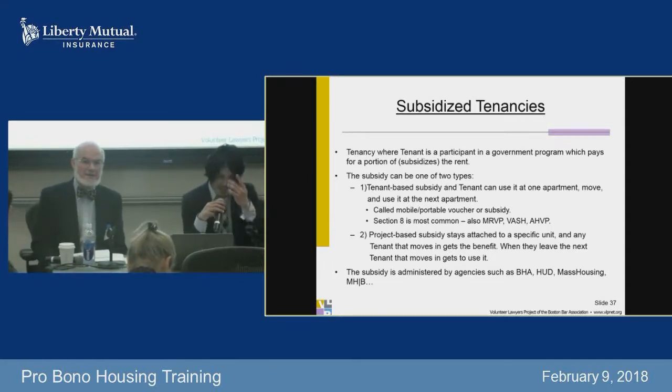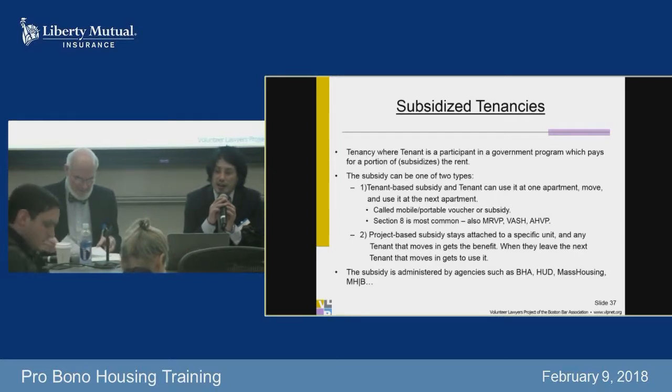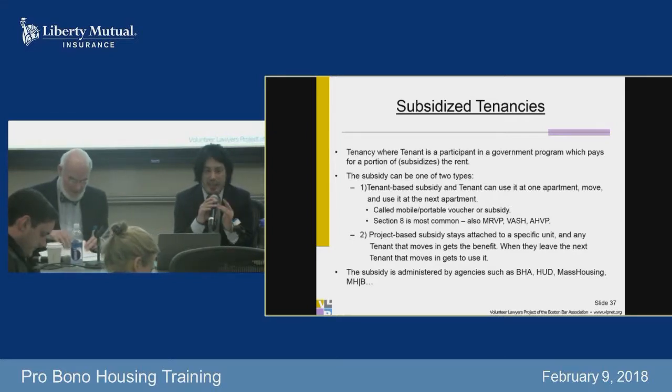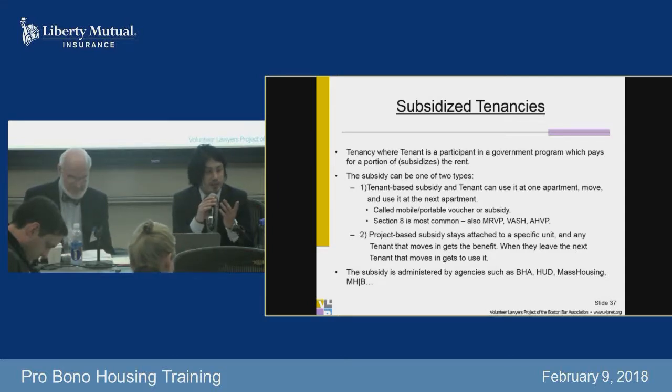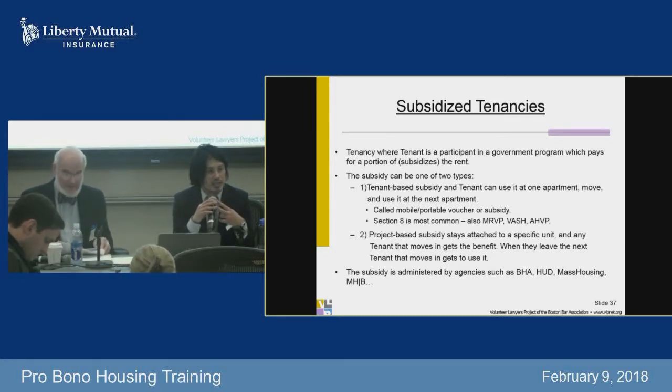So, let's see. Subsidized tenancies are tenancies where a tenant is renting out a place and part of the rent is paid for by either the state or federal government. So there are two types of subsidies, two major classes of subsidies that we'll see. Tenant-based subsidy and project-based subsidy, okay?